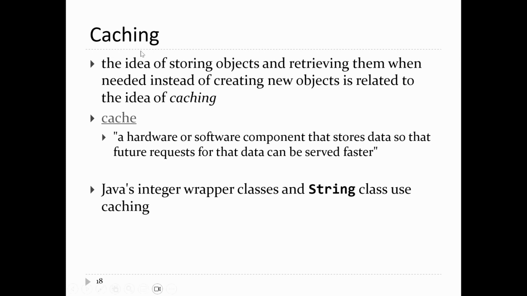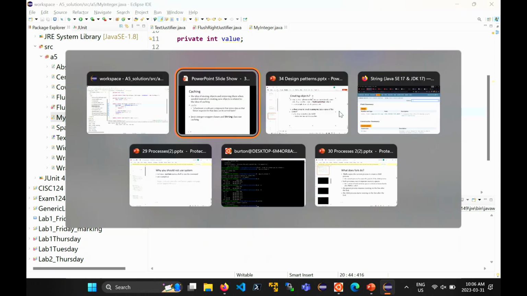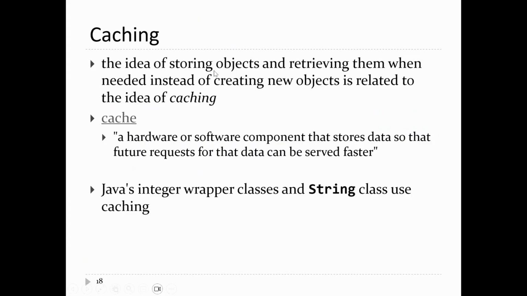So notice here in the valueOf method, I look up whether there is a suitable object that I've already made. I look in the map for that object. If there is, we return the object. In other words, I'm storing the objects that I've previously made in the map. That idea of storing objects and retrieving them when needed, instead of making new objects, is related to this idea called caching.